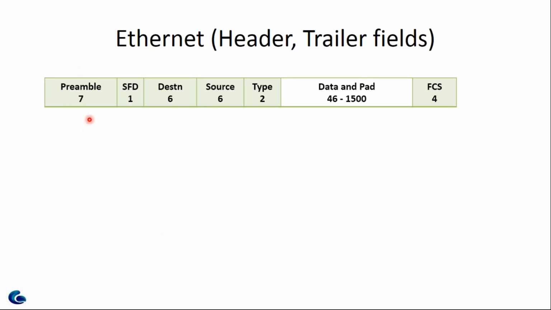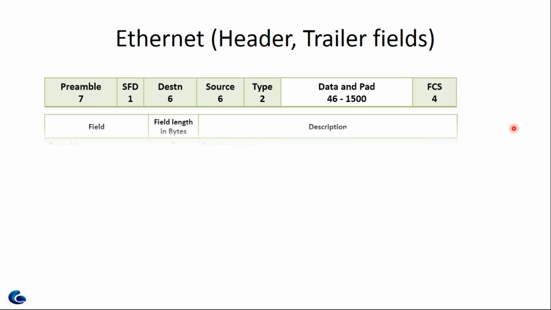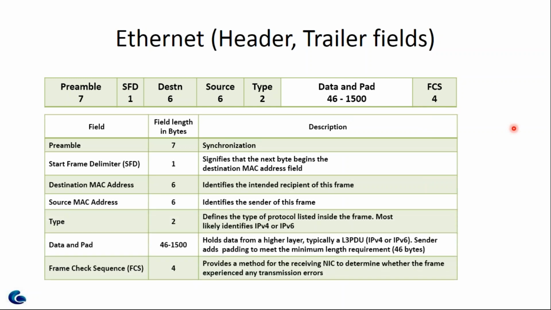We have a preamble, which is 7 bytes. What you see, the number is the number of bytes. You have a start frame delimiter of 1 byte. You have destination and source physical addresses. This is a MAC address, okay? Then you have a protocol type which describes the layer 3 protocol, whether it is IPv4 or IPv6. And then you have the user data coming from layer 3, which has 46 and 1500 bytes as the minimum and maximum. And finally, you have a frame check sequence, which is 4 bytes. So let's understand one by one in detail, okay?